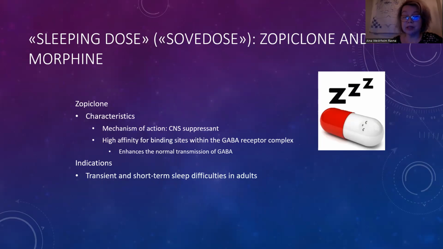Zopiclone's mechanism of action is that it is a CNS suppressant. It has high affinity for binding sites within the GABA receptor complex. So it enhances the normal transmission of GABA. General indications are transient and short-term sleep difficulties in adults. And of course, an indication is to induce sleep for pregnant women.